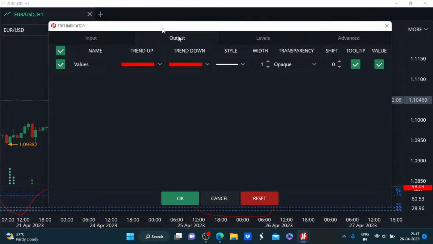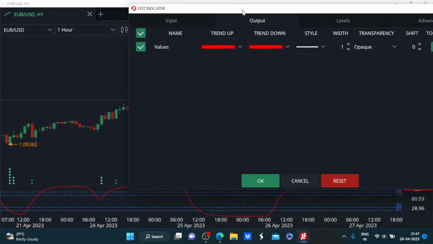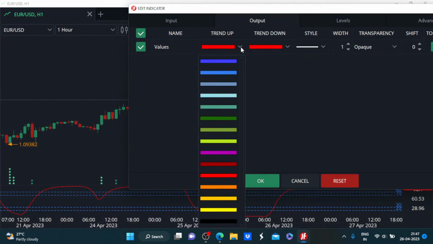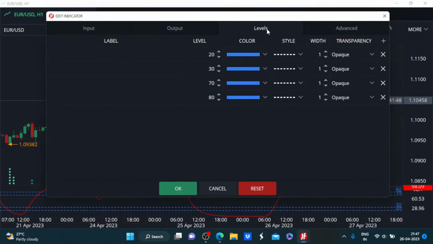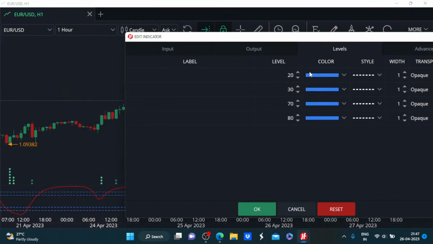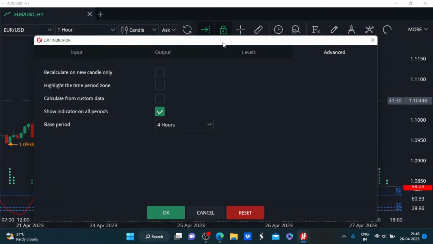Output, you can go for different types of color combinations. I think the existing one is just fine, but if you feel like, then all these options are provided to you where you can vary the color combination. Even the styling combination can also be varied. All these options are provided to you. Levels, we have 4 levels in place: 20, 30 on the lower side for detecting the change from bearish to bullish, and 70 and 80 on the higher side for detecting the trend change from bullish to bearish. The advanced editing options are also provided.